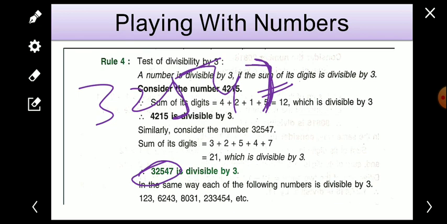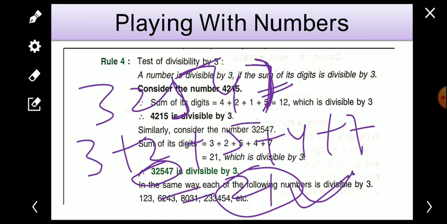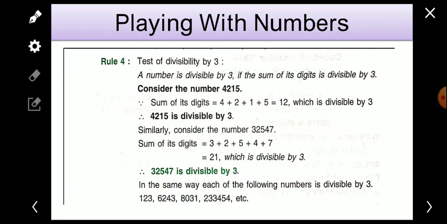So what have you done? Just add the digits 3 plus 2 plus 5 plus 4 plus 7. If you add, what will you get? You will get 21. And 21 is divisible by 3. It means this is also divisible by 3. Whenever the sum of the digits is divisible by 3, then the given number is also divisible by 3. If the sum is not divisible, then the given number is not divisible. A very simple rule for 3.